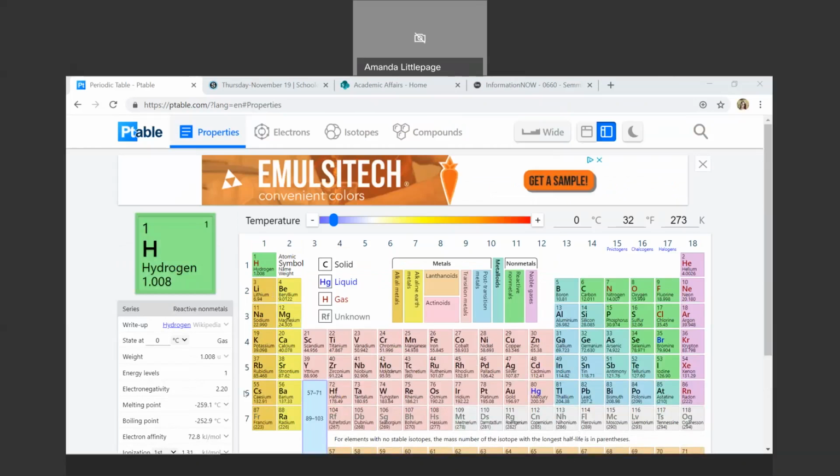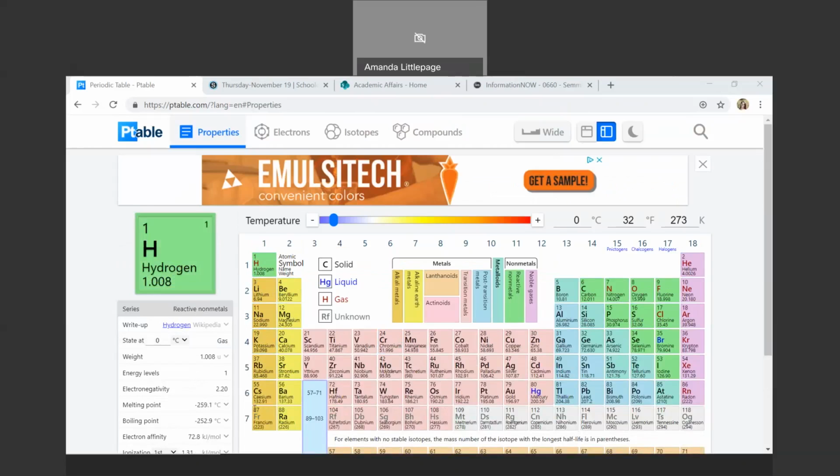These periods represent the number of shells or energy levels. If you draw the Bohr models for hydrogen and helium, they have 1 shell. If you draw the Bohr models for lithium, beryllium, boron, carbon, nitrogen, oxygen, fluorine, neon, they all have 2 shells, and so on. So these have 3 shells, 4 shells, okay?